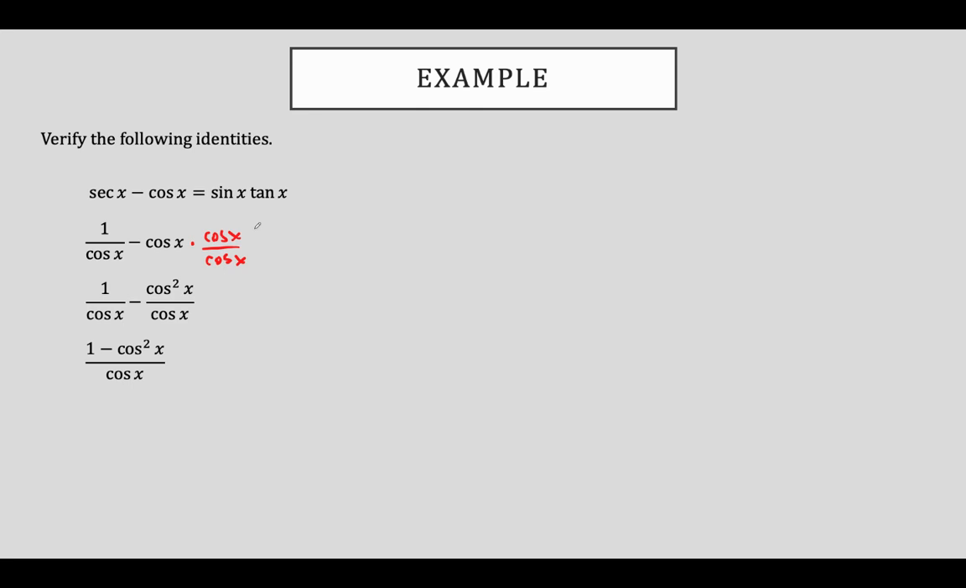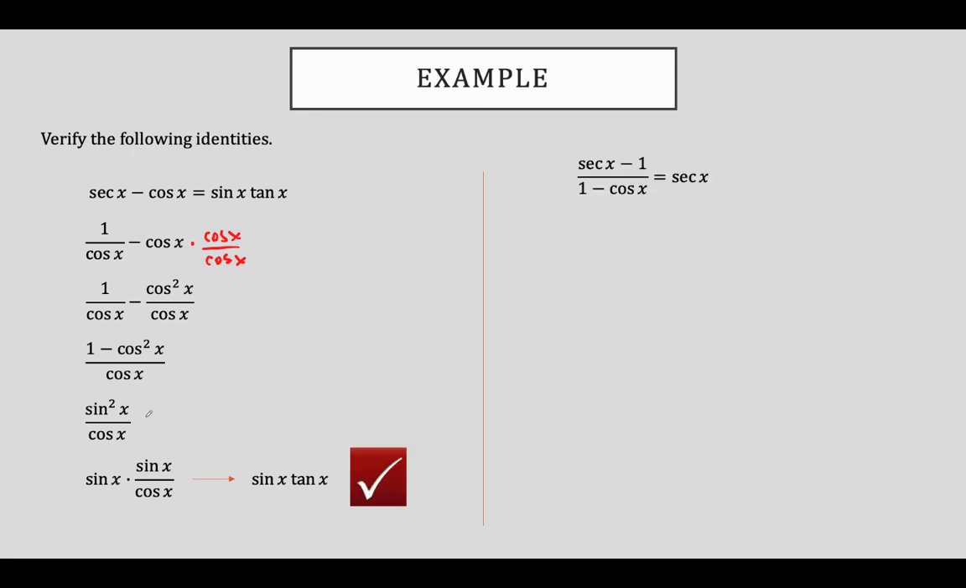1 minus cosine squared, well, we've got 1s and squared trig functions, Pythagorean identities. This is sine squared x divided by cosine of x. Now, looking at what we need to get to in the end, we have to have a sine x out in front, so I can factor out a sine x from my numerator here and rewrite it as sine x times sine x over cosine x, which leaves me with sine x times the tangent of x, our final answer.